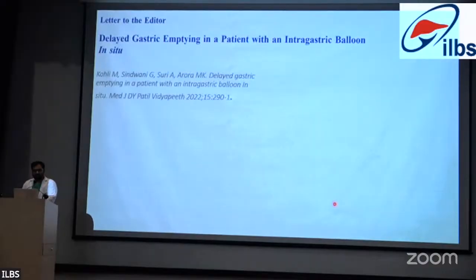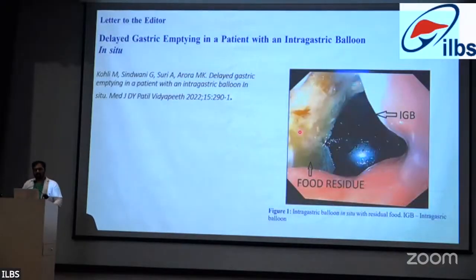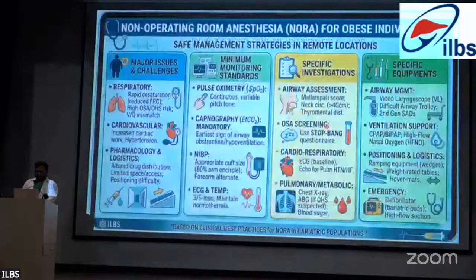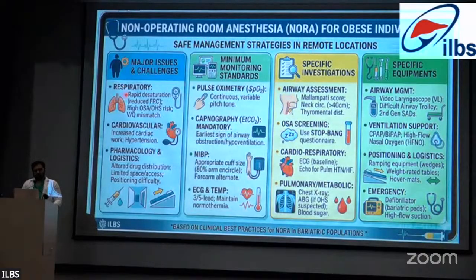There have been articles which denote that even after standard NPO guidelines and prolonged NPO guidelines up to 12 hours, there's going to be residual food amount present in the IGB patients. So it should be taken into consideration. So what are the challenges in patients who are obese? First is going to be the respiratory challenges. The patients have rapid desaturation because of the reduced FRC and because of the history of OSA and OHS.